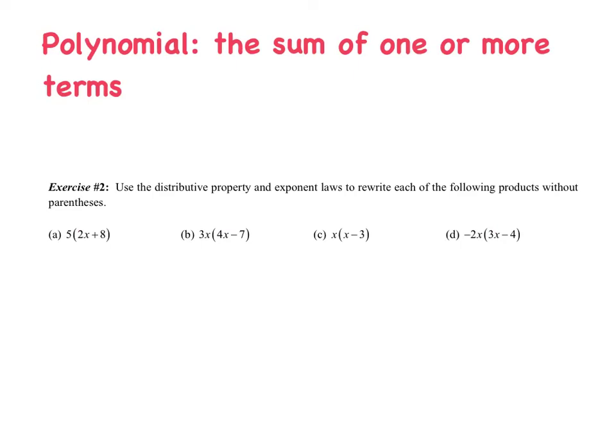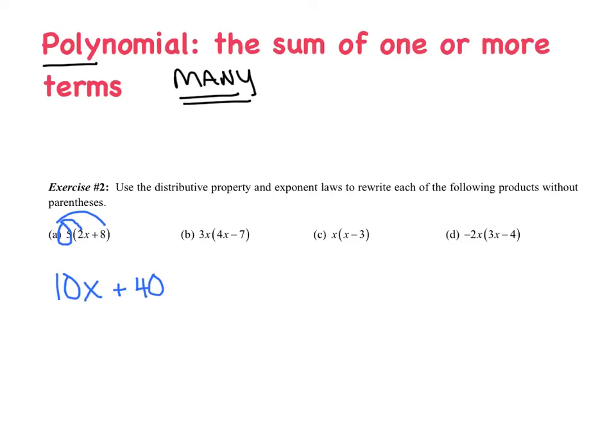Polynomial then represents the sum of one or more terms. Poly meaning many. So instead of a monomial, instead of one term, we're going to see many terms. So exercise 2 says use the distributive property and the exponent laws to rewrite each of the following products without parentheses. Okay, so I'm going to use that distributive property when I have this number in front. 5 times 2x, again the coefficients get me 10 with an x. Then there's a plus sign, and 5 times 8 is 40.